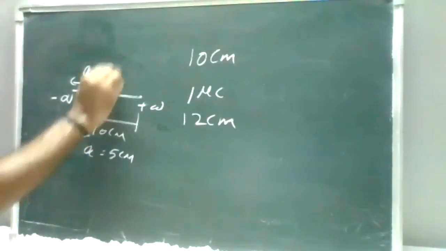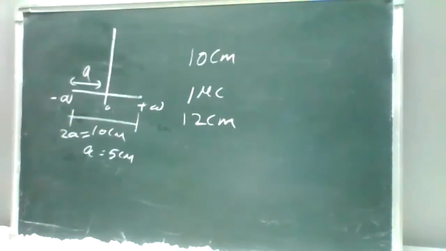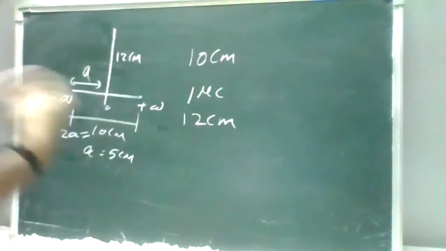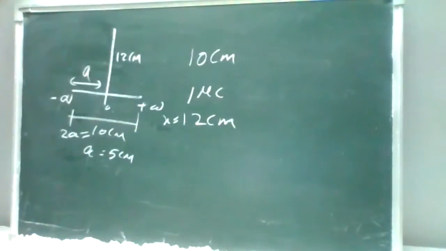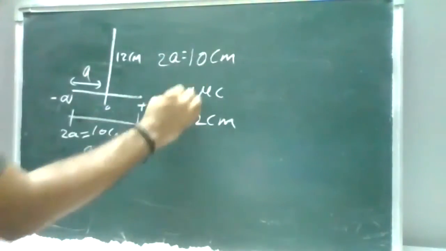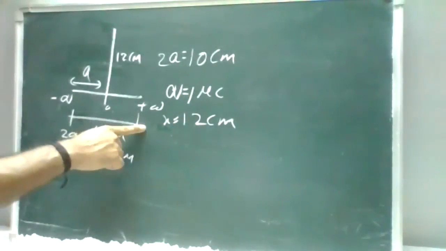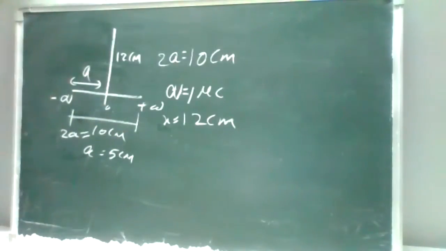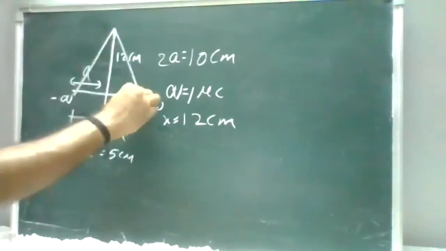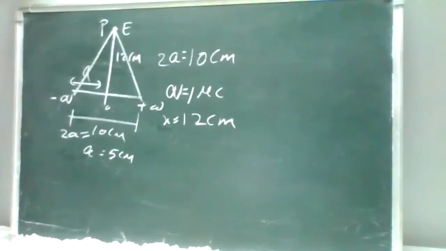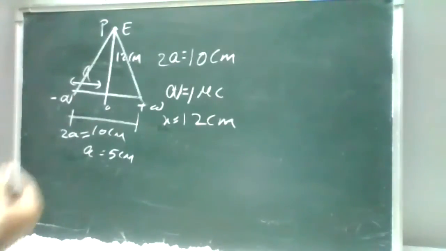Now in the question there is a perpendicular point from the center. The distance of this point is given as 12 centimeters. In the derivation we discussed this as x. So here it is x, and q is given as 1 microcoulomb. Whether it is minus or plus, the charge will be the same value, 1 microcoulomb. Now we need to find the electric field due to the equatorial point, at the top position, which is point P.